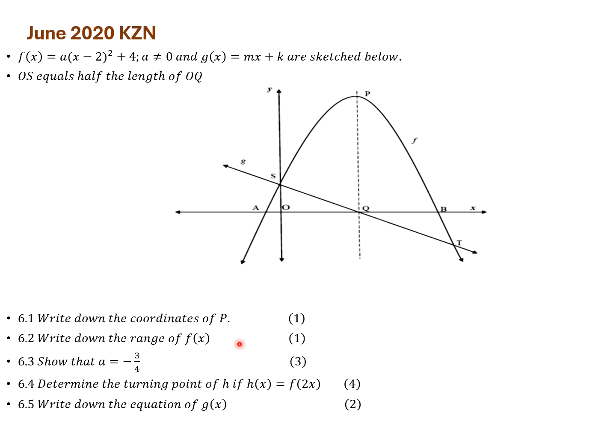Right, write down the range of f of x. So we want range, we want all the possible y values that this graph will go to as we continue drawing it. Then they say show that the a value equals minus 3 over 4 for 3 marks. So I'm going to use some points on this graph to substitute in there to find the a value. Then determine the turning point of h if h of x equals f of 2x for 4 marks. And then write down the equation of g of x for 2 marks. So then we want the equation of the straight line.